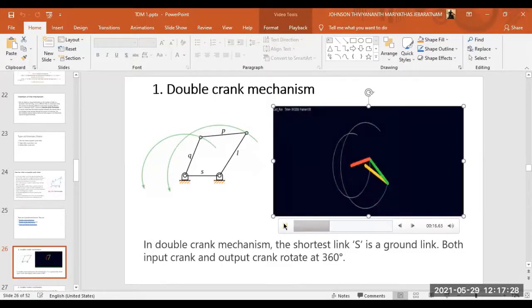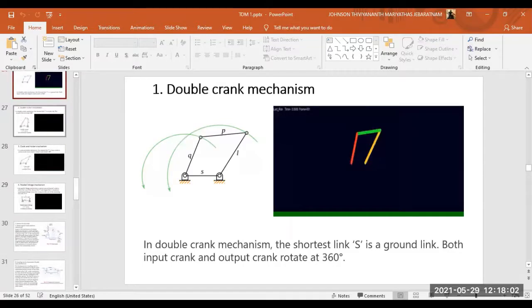So the condition for a double crank mechanism is that the shortest link should be fixed. In the previous slide, you saw another criterion: S plus L should be less than P plus Q if at least one link should make a crank. Then that criterion should be fulfilled. So for a double crank mechanism, the shortest link should be grounded. This is the formula for the double crank mechanism.